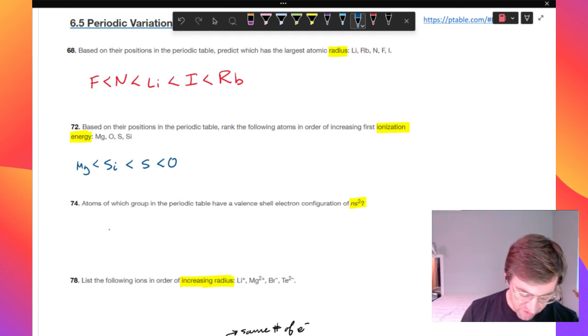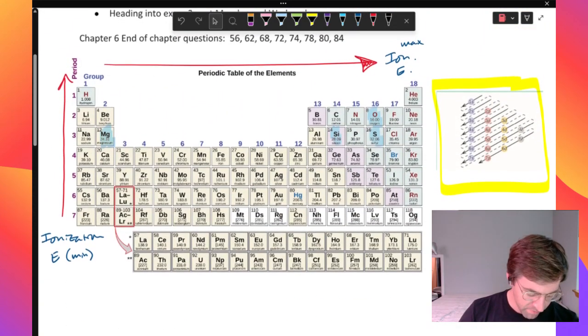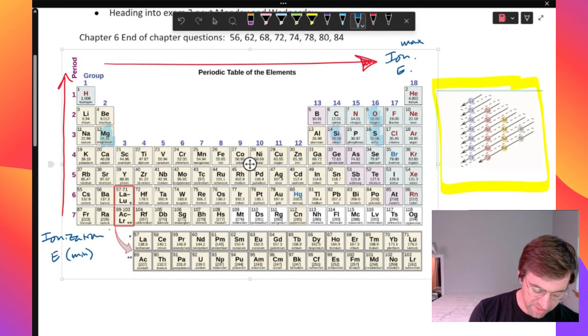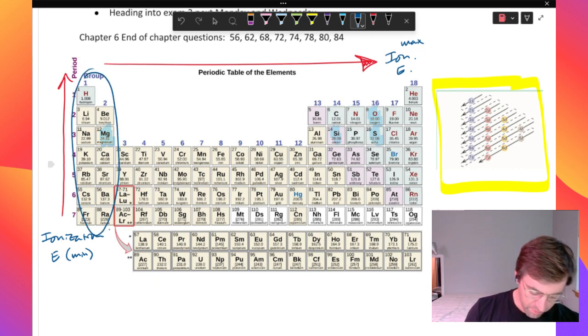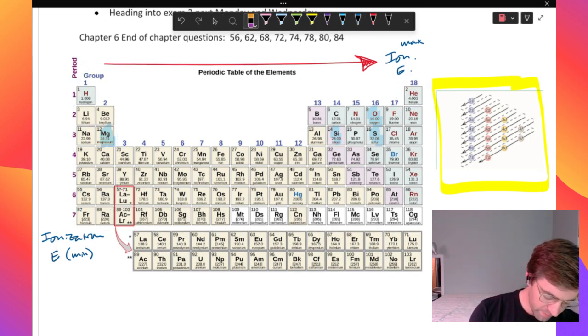All right, so atoms of which group in the periodic table have a valence shell electron configuration of ns2? So n is just any number, and s2 is the s is the orbital, and 2 is the number. So remember, we're looking at groups. These are columns. So groups 1 and 2 we know is our s orbital, the only exception being helium up here at the top right. Let me get rid of some of this visual clutter here.